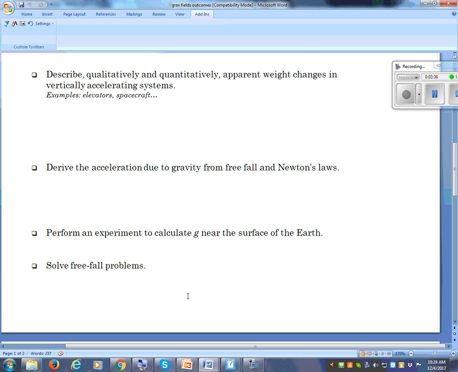Perform an experiment to calculate g near the surface of the Earth. Oh yes, so remind me to go and grab the g ball down and see if the battery is in place. Are you with us there, Chloe?